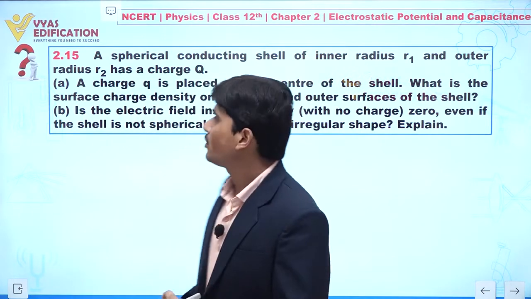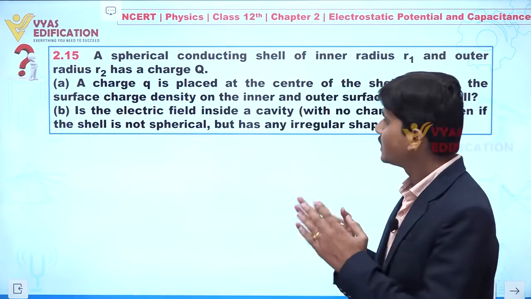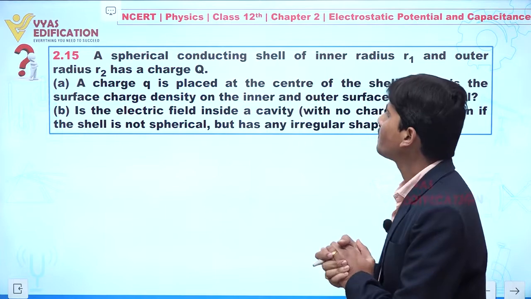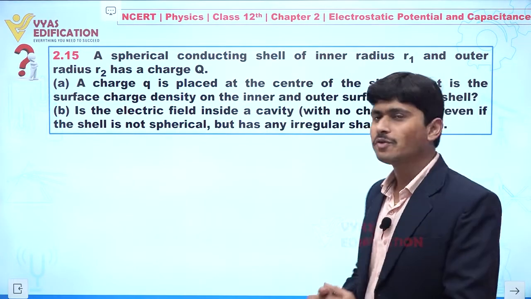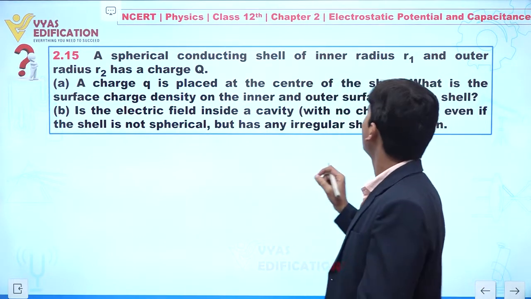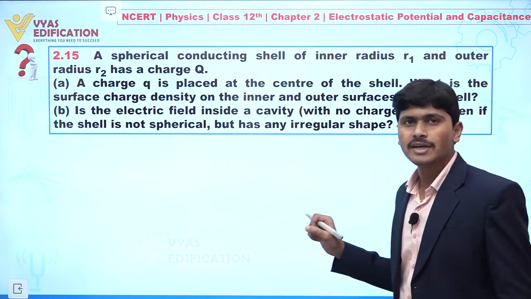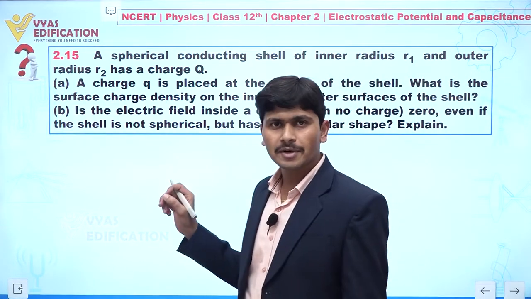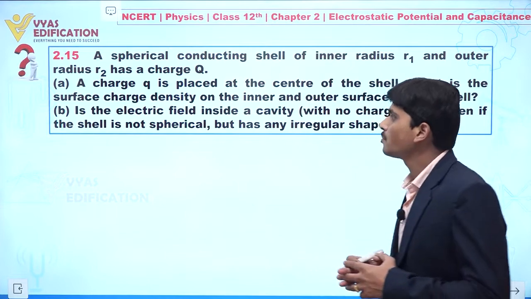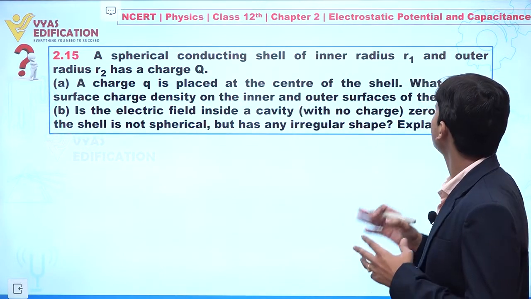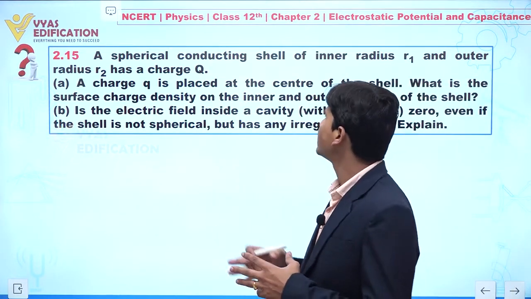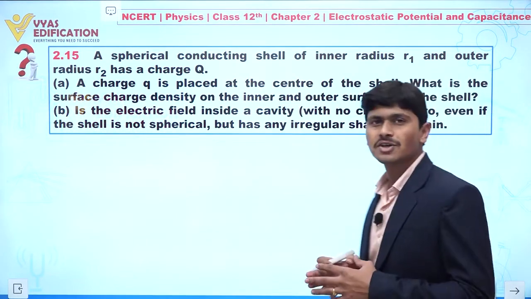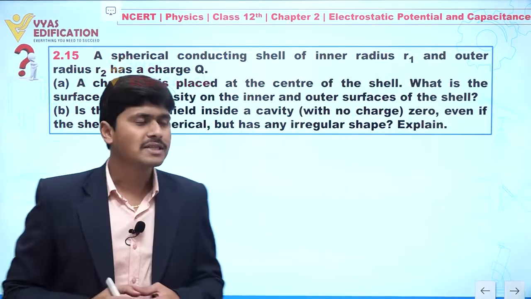Now dear student, we are going to discuss a question. This is question number 2.15, and in this question it is given to you a spherical conducting shell of inner radius r1 and outer radius r2 has a charge capital Q. A charge small q is placed at the center of the shell. What is the surface charge density on the inner and the outer surface of the shell? Clear? So now concentrate on the screen.